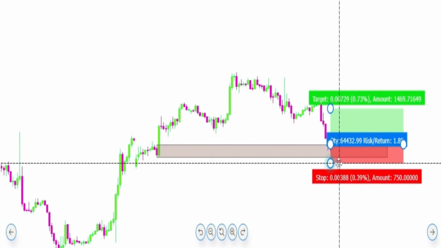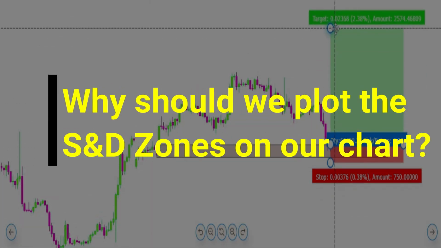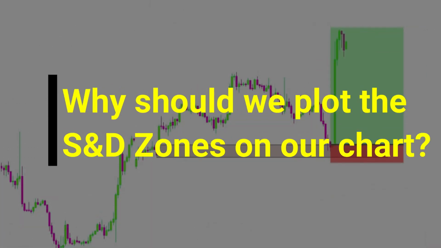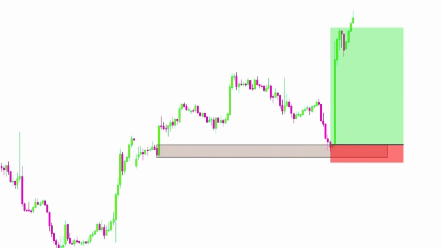Now a question might arise in your mind: why should we draw the supply and demand zones on our chart? The reason is that by drawing the supply and the demand zones, we can easily know the area from which the market would reverse. The smart money, that is central banks and large financial institutions, uses these supply and demand zones in order to fulfill their unfulfilled orders in the market. If we trade using these supply and demand zones, then we can get a profitable trade as we are trading with the smart money.